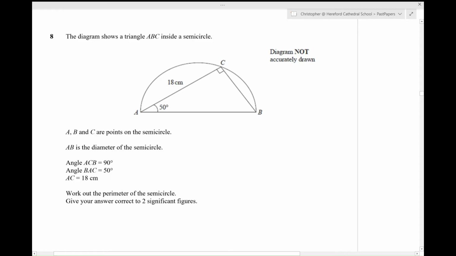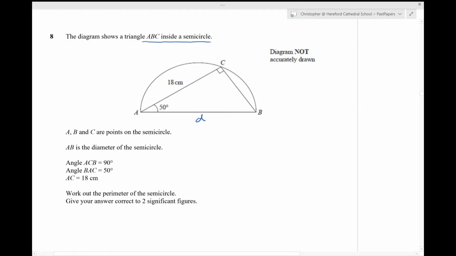Now, looking at this question, question number 8, I suspect I'm going to need to use some Pythagoras because I've got a right angle triangle there, or maybe some trigonometry, and also some of my circle formulas. But let's have a look at the question. We've got triangle ABC inside a semicircle. Okay, AB is the diameter. Okay, I agree with that. I'll call it D. Right, I've got some angles and some lengths.